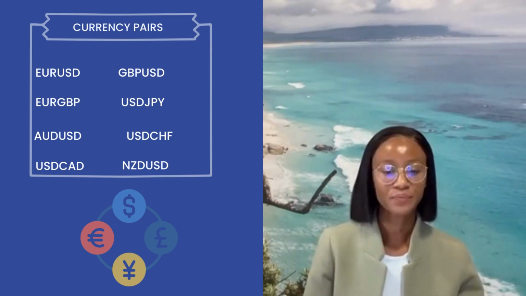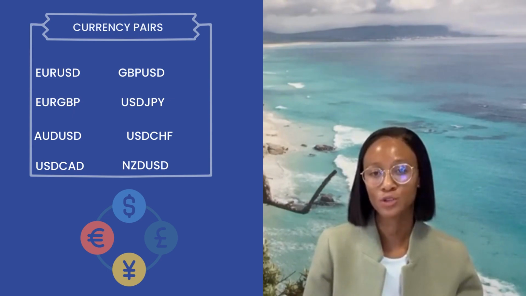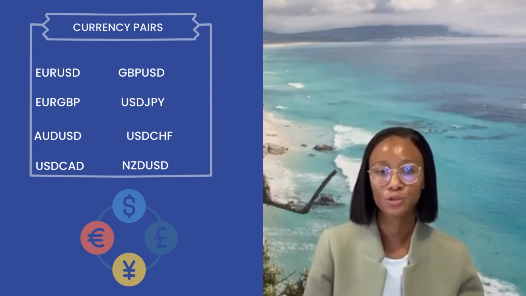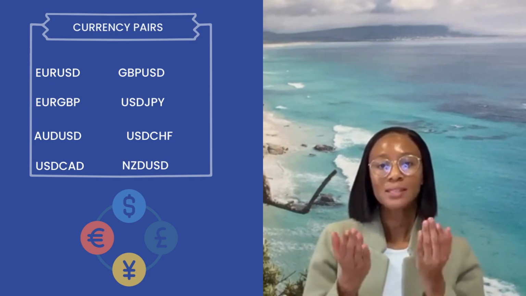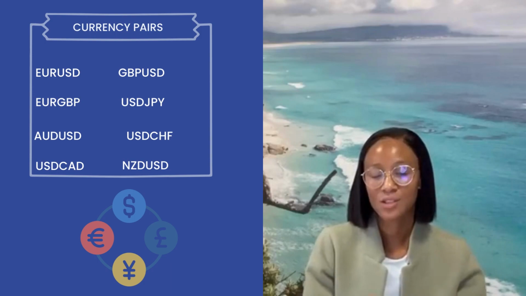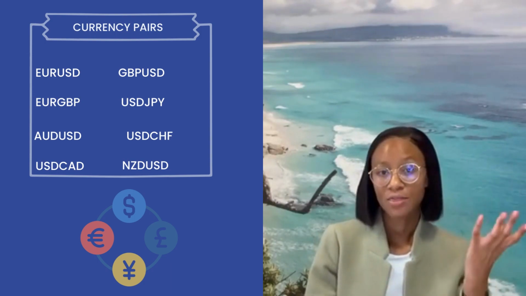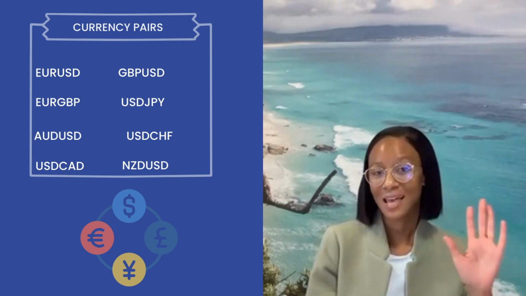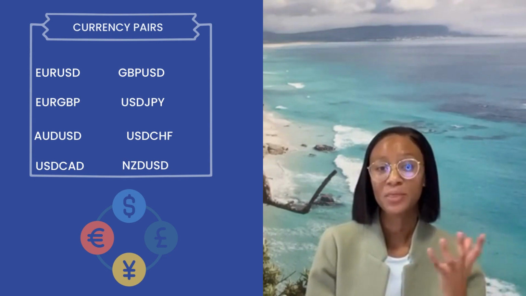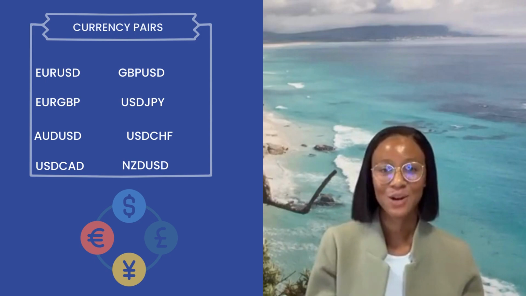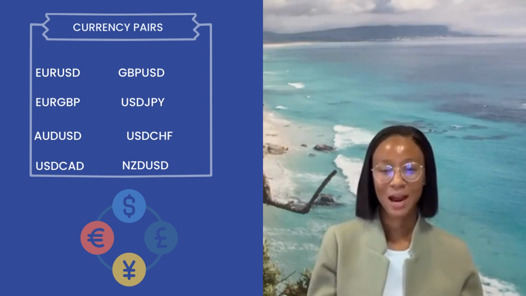For example, if you're looking at the Euro USD, another thing I also want you to take into consideration is that when you're looking at currencies, they always come in pairs. And these pairs are called, the one that is in the front will always be called the base currency, and the second one will be called the quote currency.